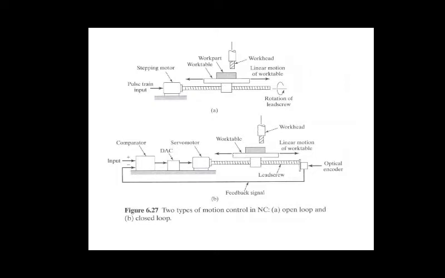And in the closed loop system, it is equipped with various transducers, sensors and counters that measure the position of the work table accurately. In closed loop system, through feedback control system, the position of the work table is compared against the signal. Also, the table movement terminates when the power coordinates are reached.